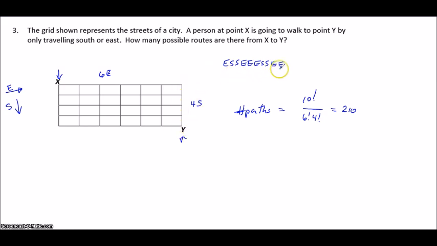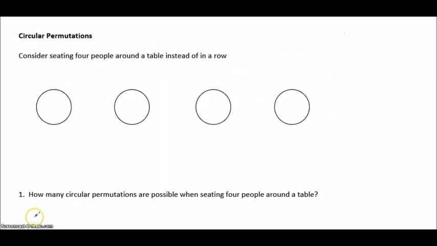Now the only reason this particular approach worked is because in this problem I forced myself to only be able to walk east and south. When I do that, that fixes the number of blocks at 10.